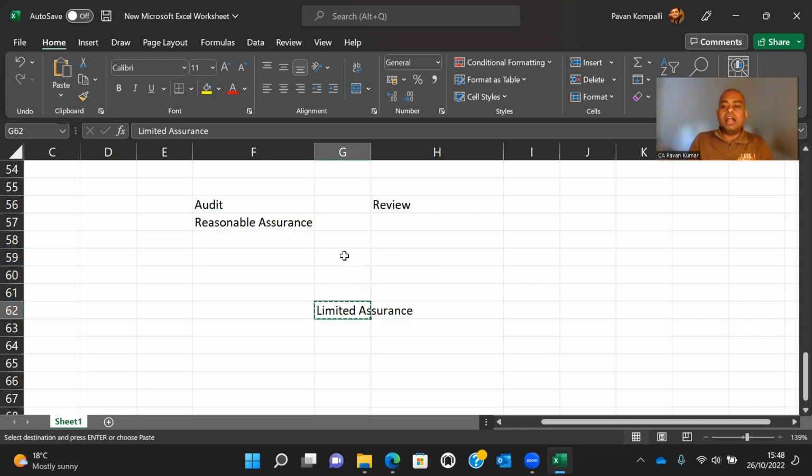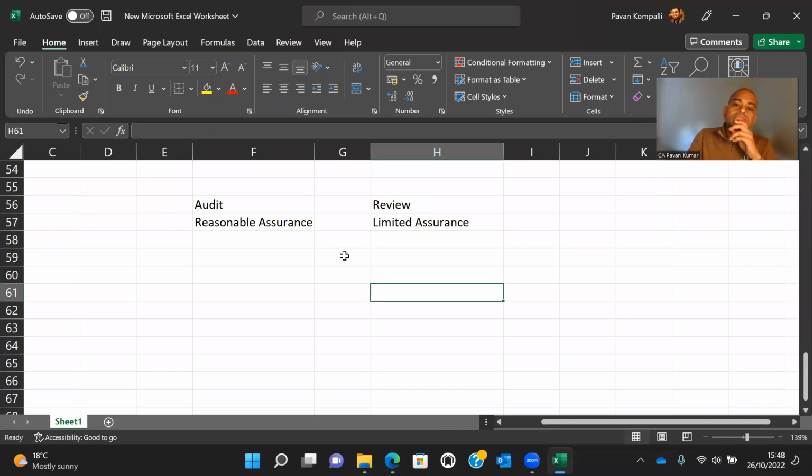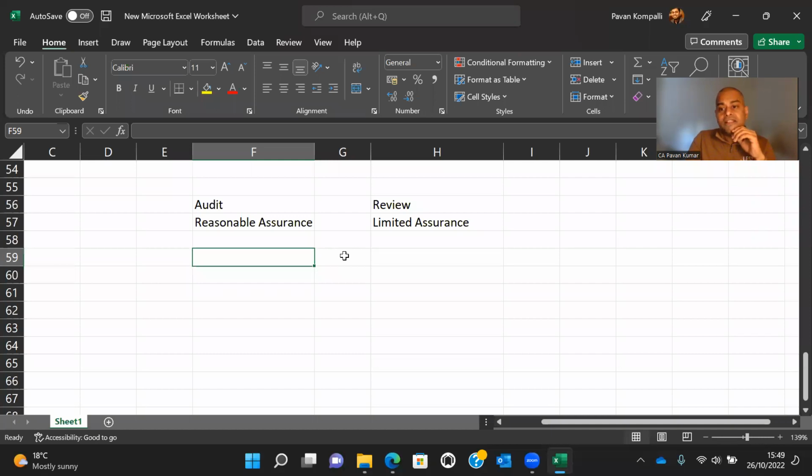Limited assurance, under which do I need to put it? Review. What is the difference? You need to write it. Audit is a reasonable assurance engagement. In audit, the auditor expresses a high, positive and reasonable assurance, whereas in review engagements the level of assurance given will be comparatively lower. Limited assurance will be given. This is the reasoning you need to write, otherwise you will not get marks.